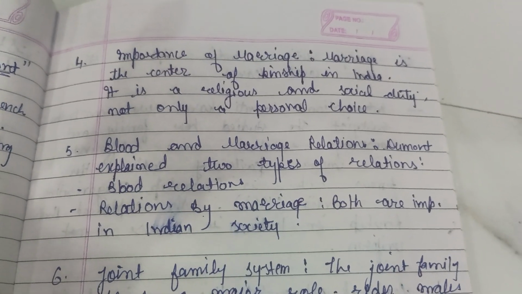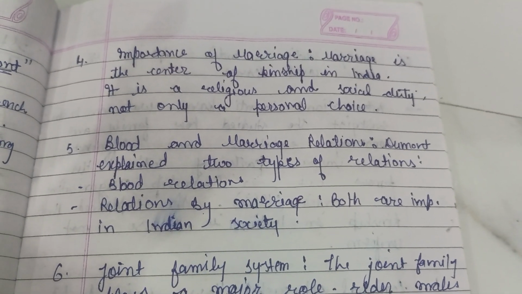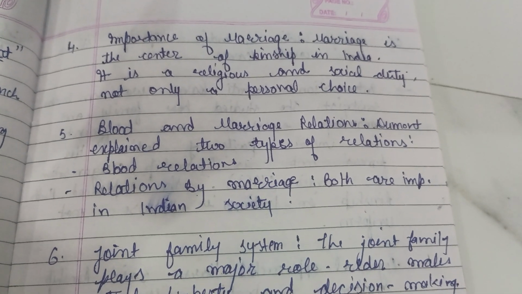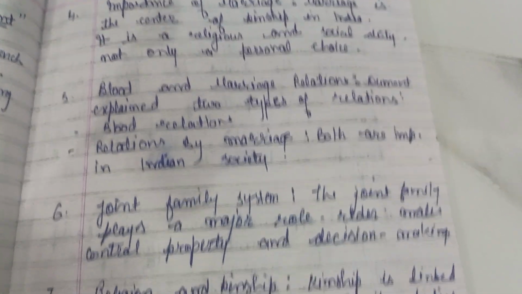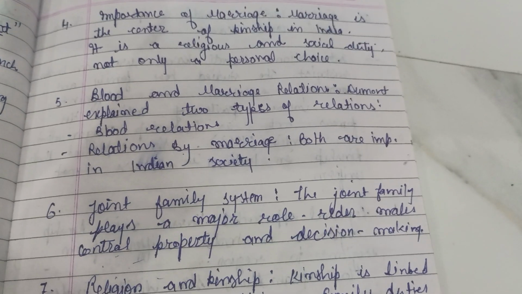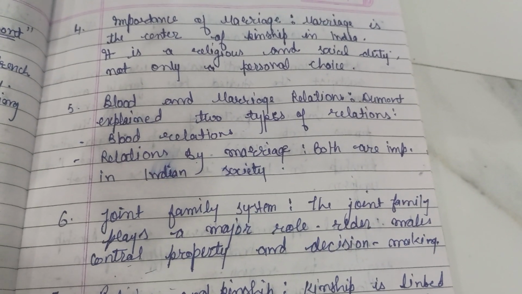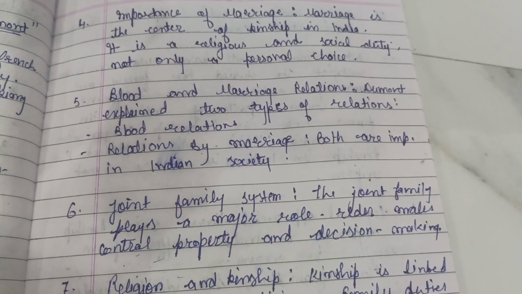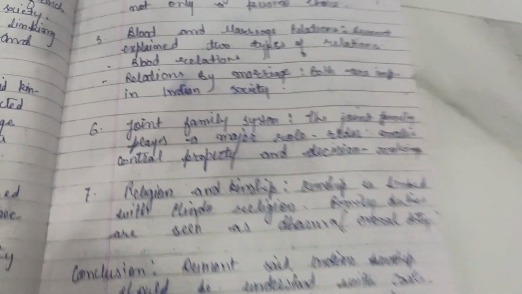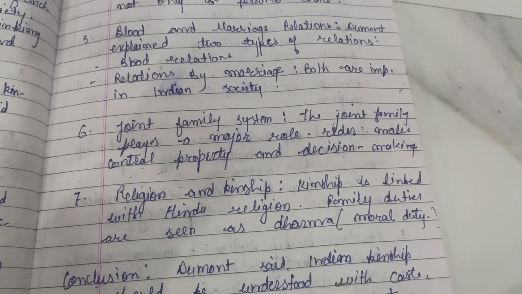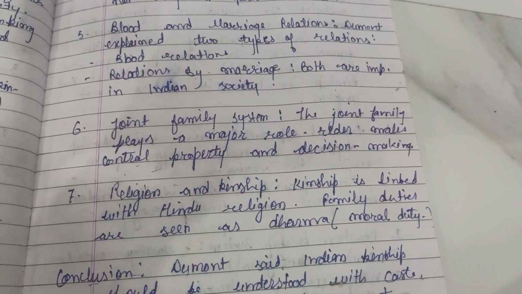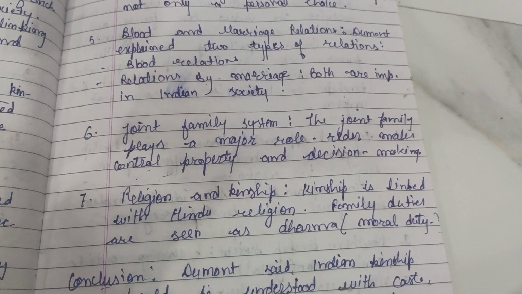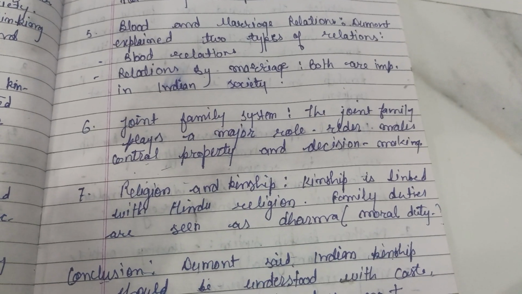Importance of marriage. Marriage is the center of kinship in India. It is a religious and social duty, not only a personal choice. Blood and marriage relations. Louis Dumont explained two types of relations. Blood relation and relation by marriage, both are important in society. Joint family system. The joint family plays a major role. Elder males control property and decision making.